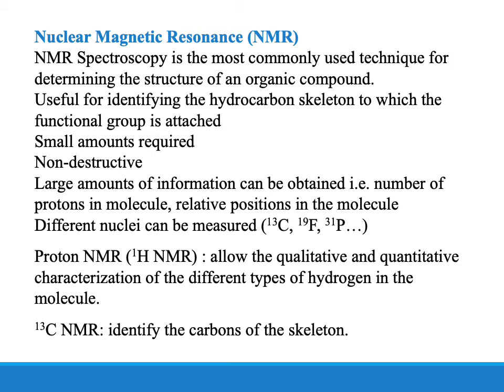Proton NMR allows the qualitative and quantitative characterization of different types of hydrogen in the molecule, and carbon NMR identifies the carbons of the skeleton. These are two different NMR experiments that we can do.